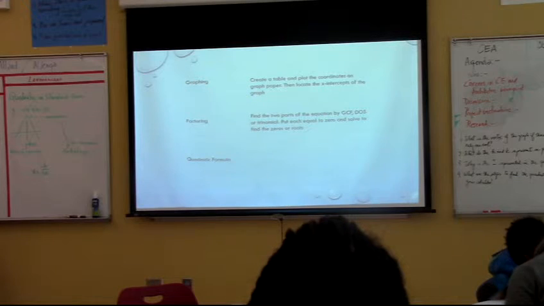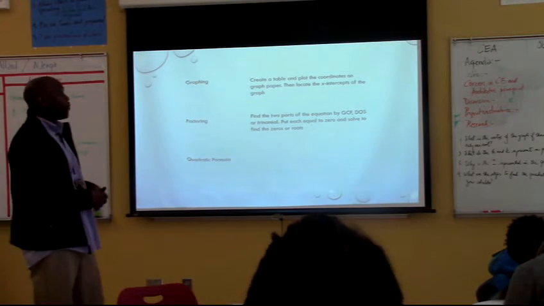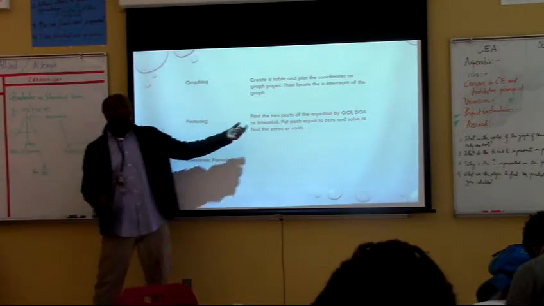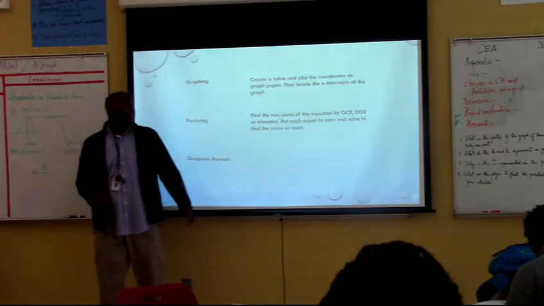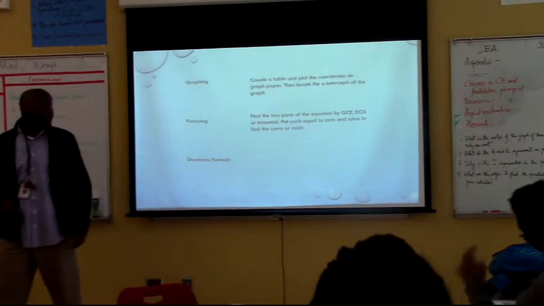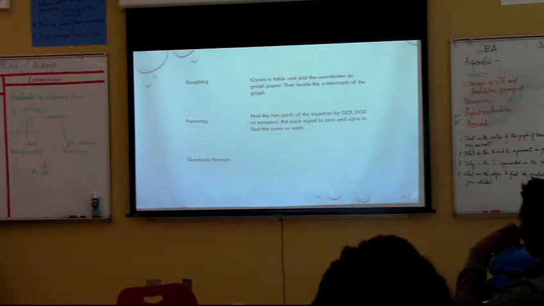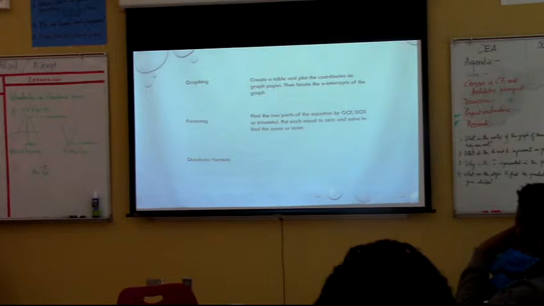Factor the trinomial, right? And then we're going to put each of the two parts equal to 0 and solve to find the zeros or the roots. So we put it equal to 0 and then we solve the equations that they create.